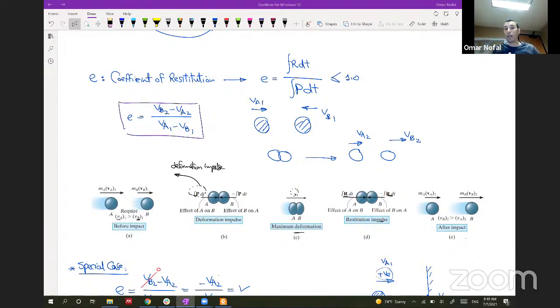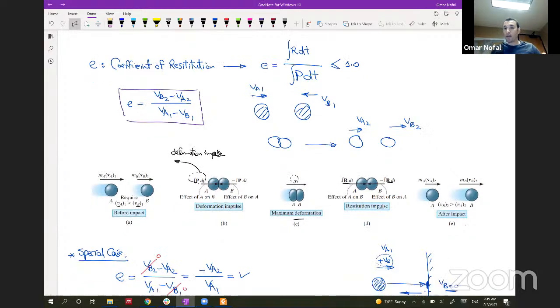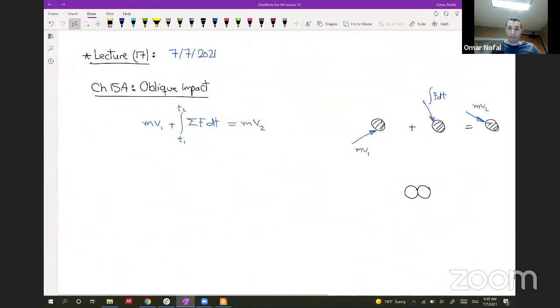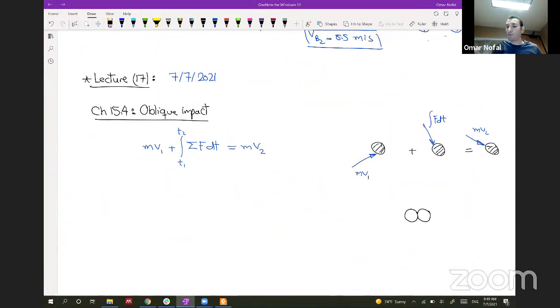And this is called a linear impact or a central impact, where both bodies are on the same line, and the velocity vector coincides with the velocity vector of the other body. And today we will talk about the oblique impact, where you have two bodies.